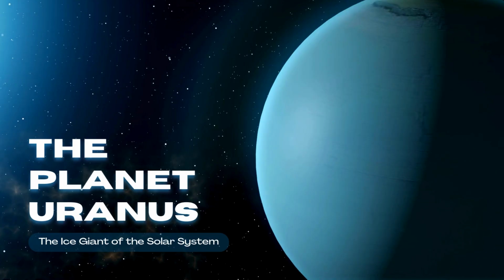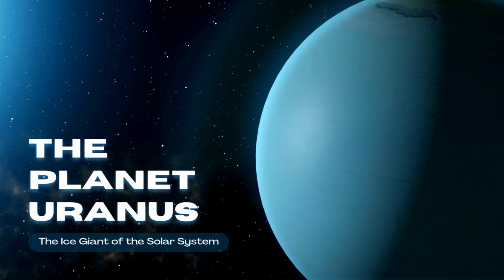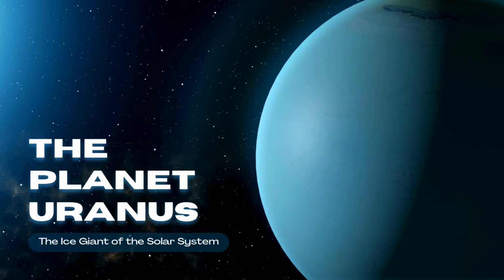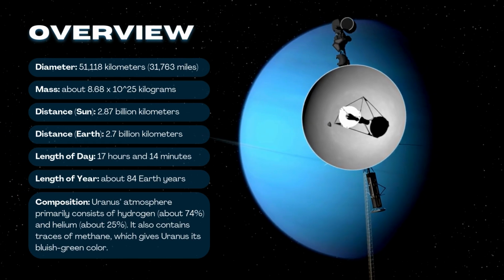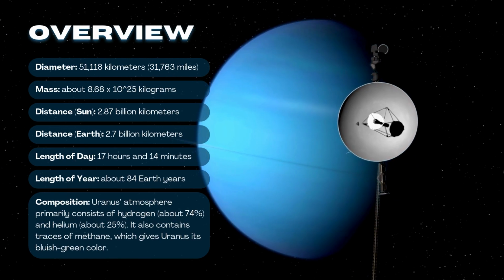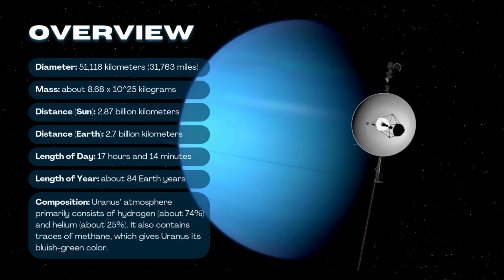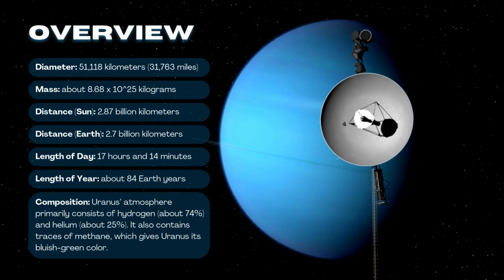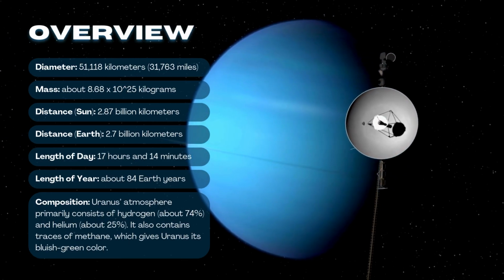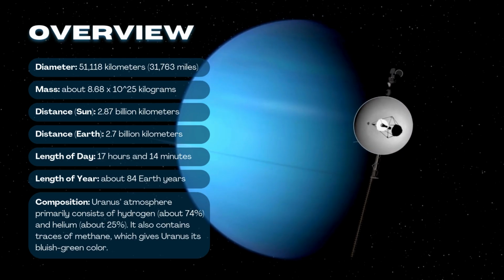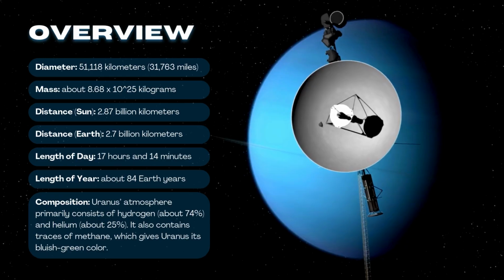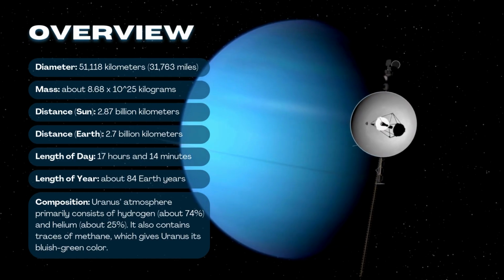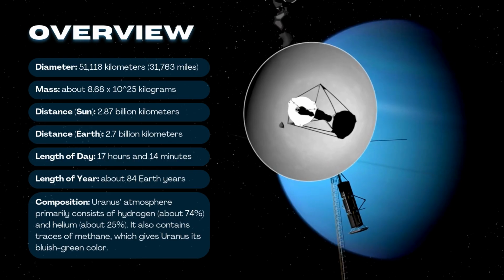The planet Uranus. The ice giant of the solar system. Overview. Diameter, 51,118 kilometers, 31,763 miles. Mass, about 8.68 × 10^25 kilograms. Distance, Sun, 2.87 billion kilometers. Distance, Earth, 2.7 billion kilometers. Length of day, 17 hours and 14 minutes. Length of year, about 84 Earth years.